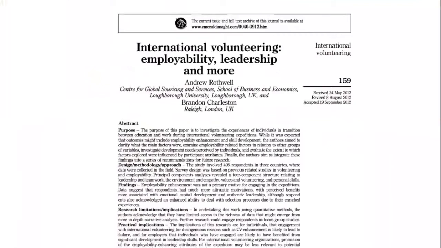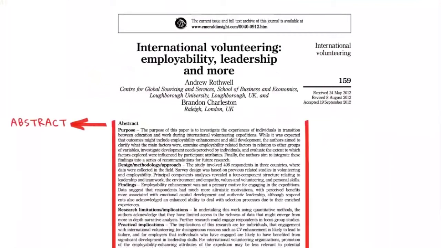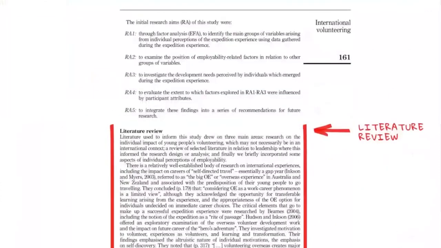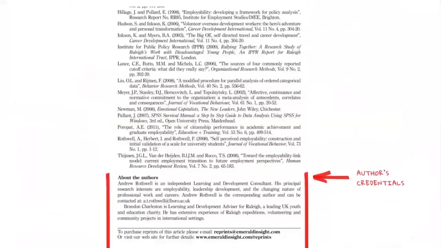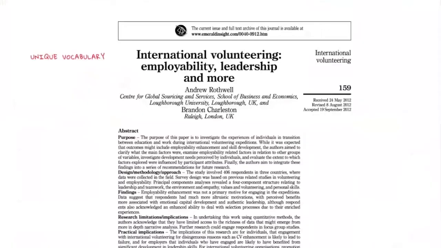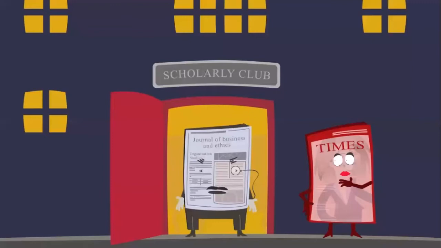Our content is structured. We usually have an abstract, an introduction, a literature review, methods, results, a conclusion, and references. The author's credentials are mentioned. We're written with vocabulary unique to a subject area, and we're unbiased in our point of view. It's not always obvious if an article is scholarly or peer-reviewed. If in doubt, ask Trobe.